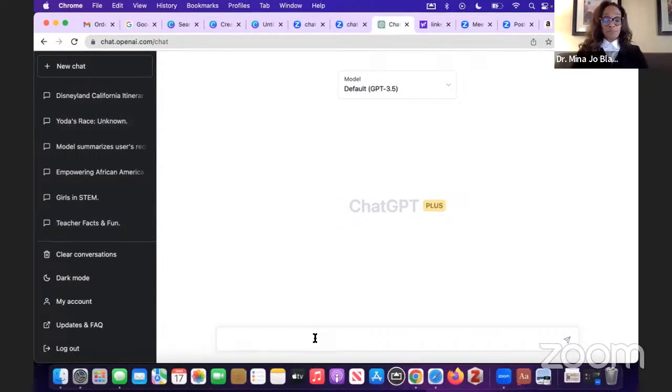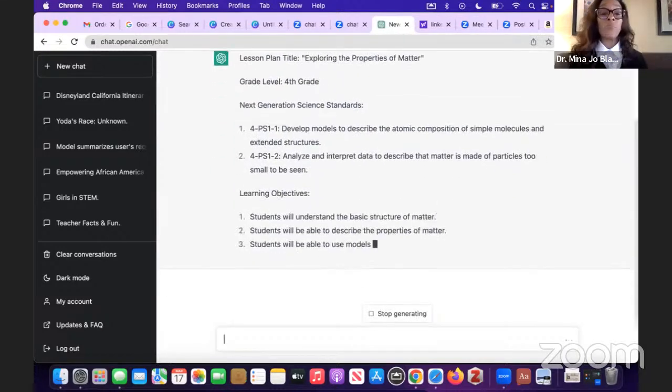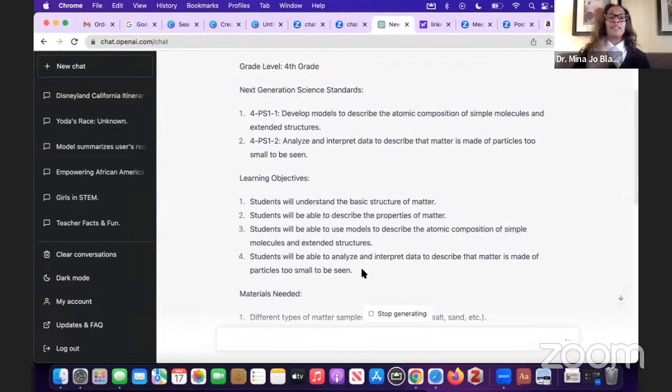So I'm going to ask ChatGPT to create a lesson plan for grade 4, using the structure of matter and the Next Generation Science Standards. I'm not going to even try to respell that again, even though I know it's misspelled. For grade 4. Let's see. Exploring the properties. It didn't do this 2 weeks ago. It found the physical science 1-1 and physical science 1-2 for grade 4 Next Generation Science Standards. Like, drop the mic, because it didn't do that before.